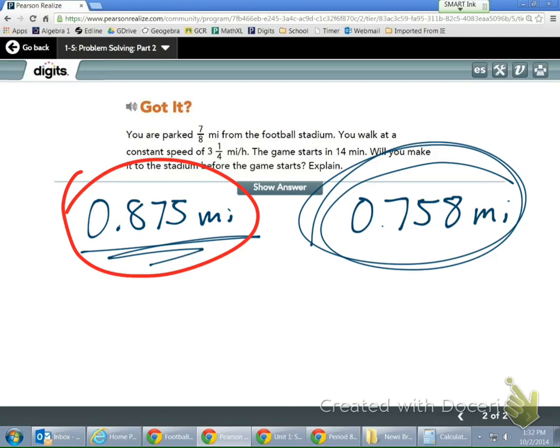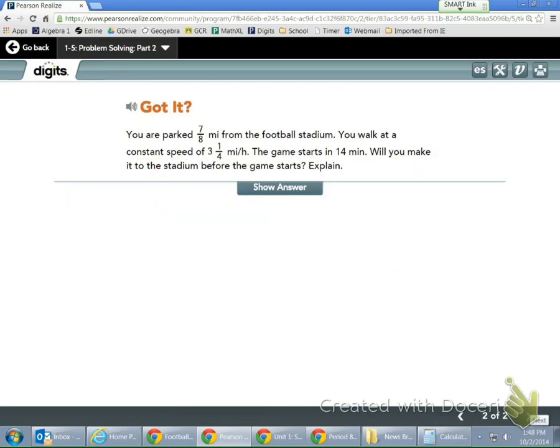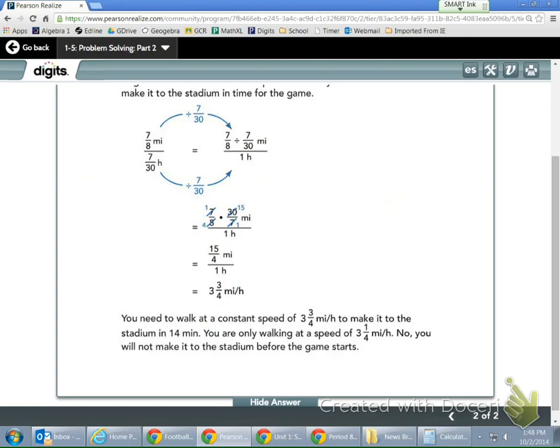Okay, for those people at home that know how to use the book, if you hit show answer, let's see what they got right there. Oh, look, they said no as well. We're smart. Now look at the book. The book does it a different way. It's totally fine to solve it two different ways.